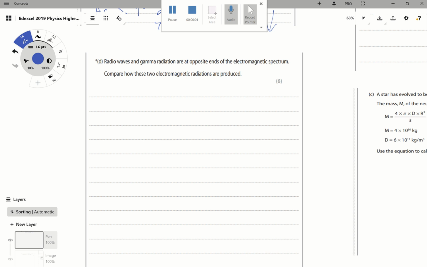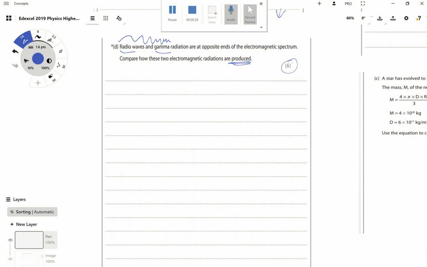Okay, so here's this 6 marker done separately. We've got radio waves and gamma radiation, which are opposite ends of the electromagnetic spectrum, so long wavelength to very high frequency waves. Compare how these two electromagnetic radiations are produced. This is quite a nasty question, to be fair. So I'm going to scribble loads of stuff on here first, and then I'll tidy it all up.